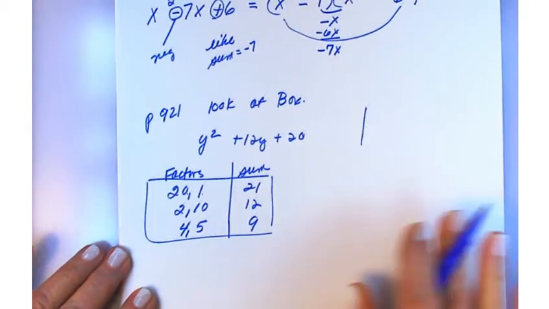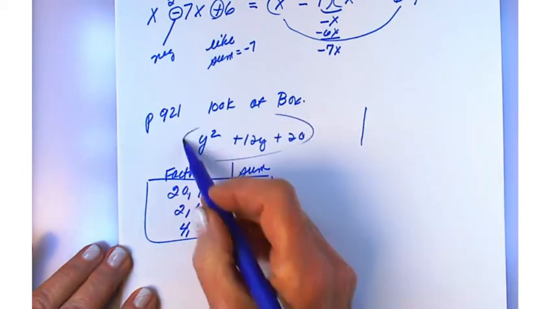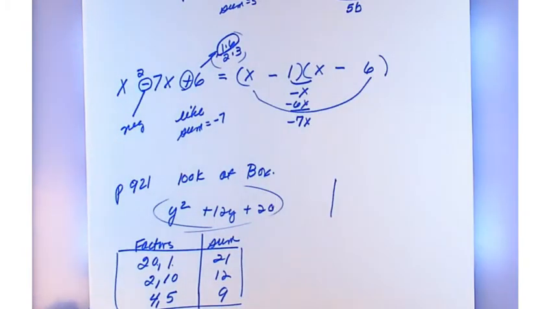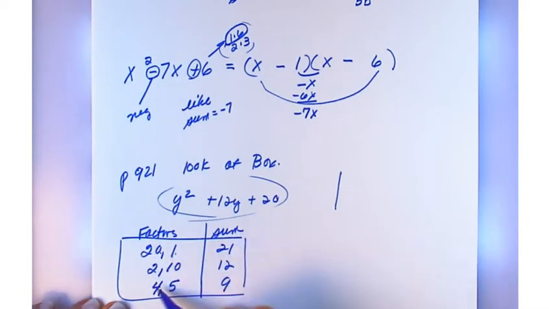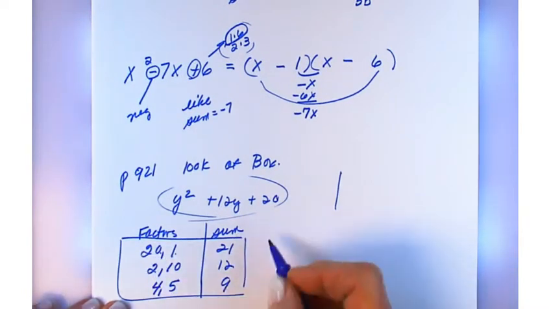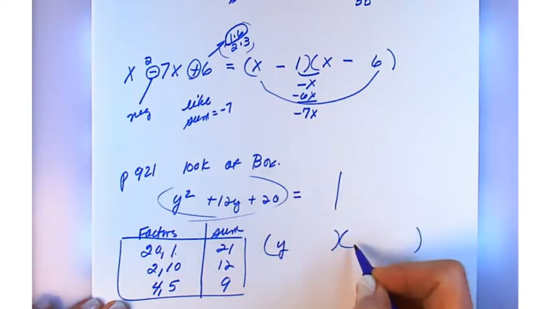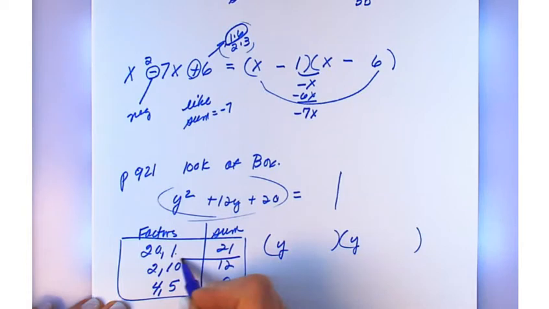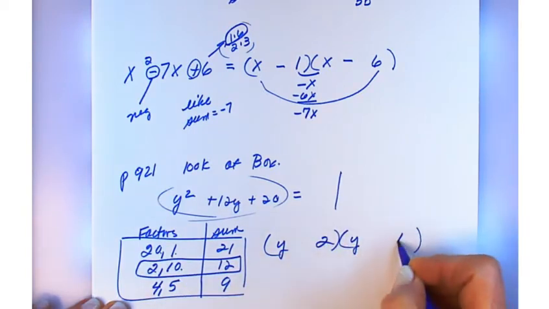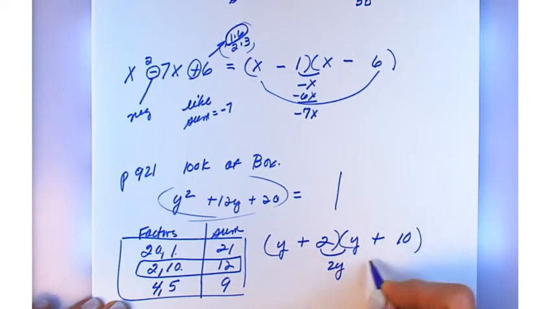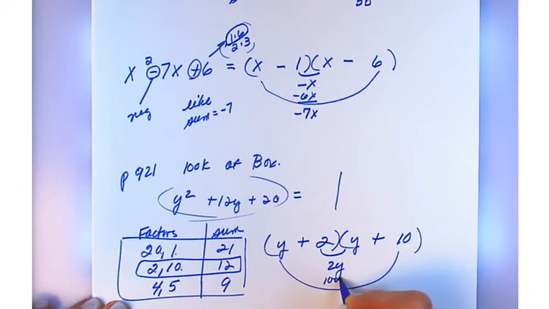This box helps us generate this. This is exactly what I've been telling you, only I don't design it that way. So now we have y and y. I need a sum of 12, so that tells me 2 and 10. And they're both positive. Check your scoops. 2y and 10y gives me 12y.